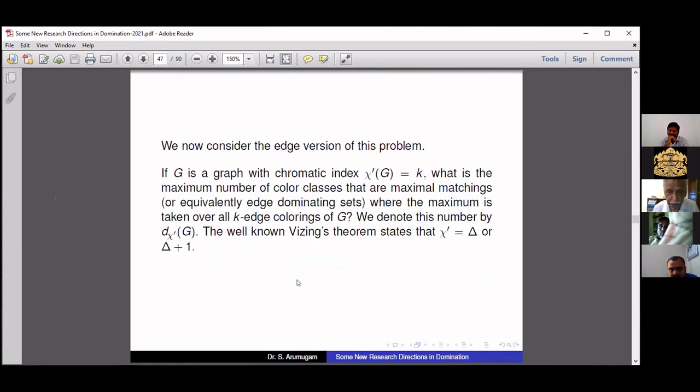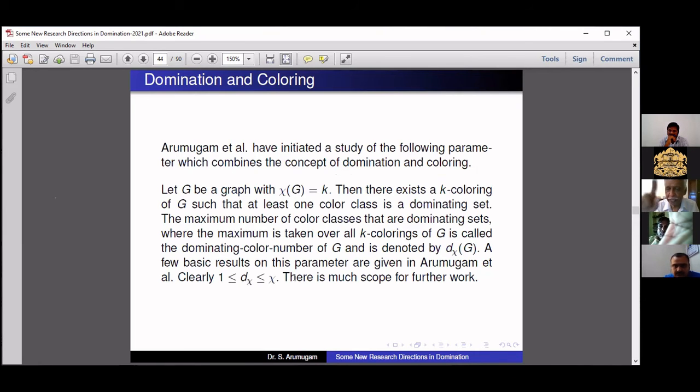Whereas, if you take a triangle with a pendant at every vertex, K3 corona K1, what is the chromatic number of this graph? 3, because the triangle is there. Chromatic number is 3. Domination number is also 3, because there are 3 pendant vertices. Therefore, only one color class can be made a dominating set. So d_chi equals 1 for this graph. So the dominating color number can be anywhere between 1 and chi. I have given an example where it can be 1, where it can be chi.